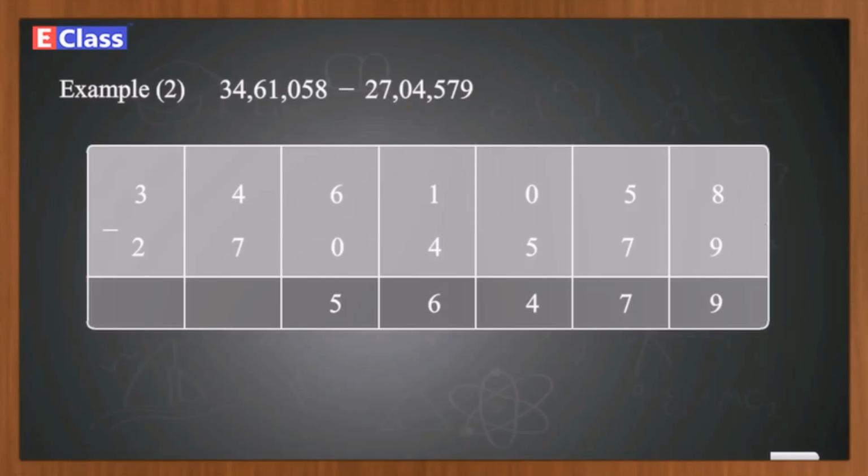Then, 2 10 lakh out of 3 10 lakh will remain at the 10 lakhs place, and after untying that borrowed 1 10 lakh into 10 lakhs and adding it into the 4 lakhs of lakhs place, we get 14 lakhs at lakhs place. Now, we can subtract 7 lakh from 14 lakh. 7 lakh subtracted from 14 lakh, we get the remainder as 7 lakh.